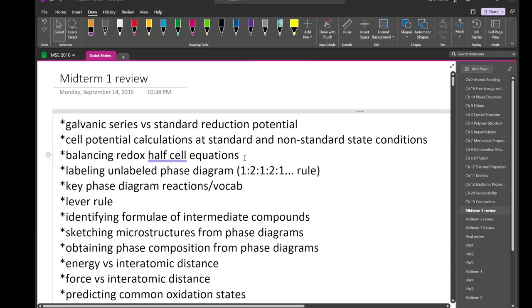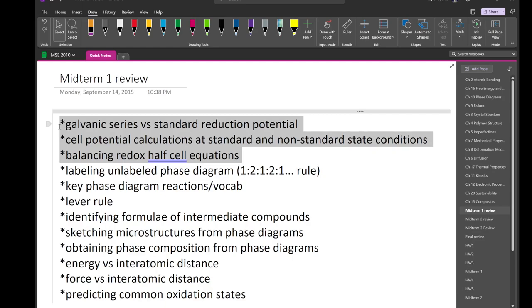Okay. So let's do an example of these first three. Galvanic series versus standard reduction. Or was there another question before we leave phase diagrams?